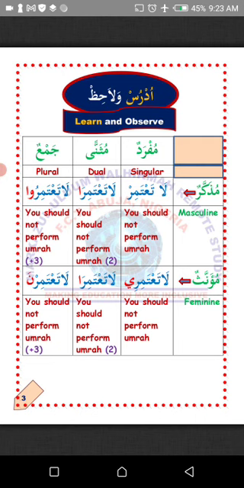So if there are more than two, all you need to do is to attach wawun to the last letter. Remember, once wawun is attached, the letter before it must take dhamma, as we know that wawun is the mother of dhamma in Arabic. So the verb la ta'tamir will now become la ta'tamiru, which means you should not perform umrah, talking to a group of male persons.